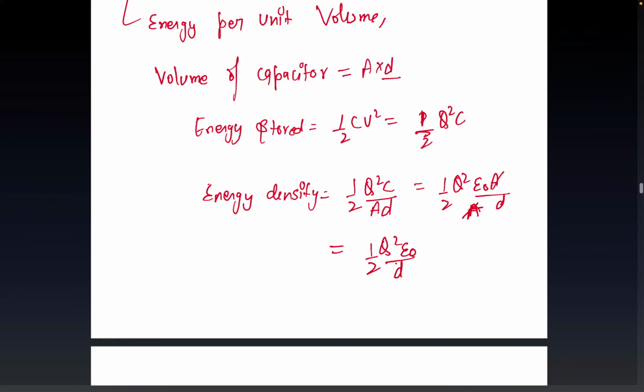A is there, D is there. One more D should be there, right? Yeah, it is epsilon naught A by D. Epsilon naught A by D, so it becomes D square.